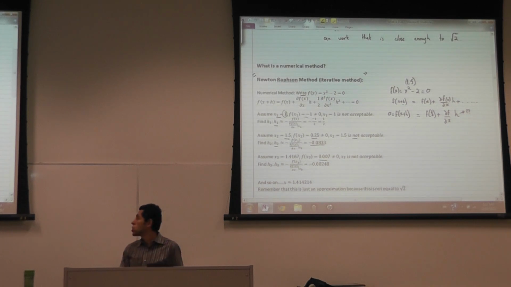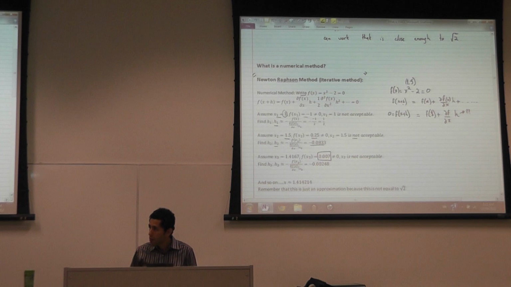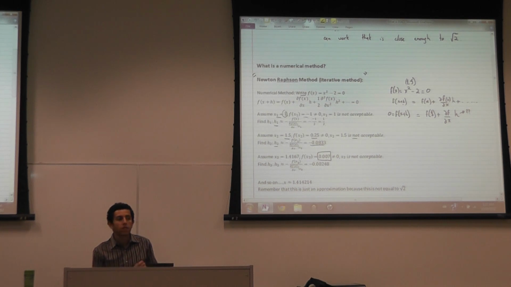And so on. You keep doing this until you reach an accuracy that's acceptable to you. Now this accuracy will depend on what residual you have. Because you might have 0.007, you'll never get 0. For this particular problem, you'll never get 0, because root 2 is not a rational number, and you're using rational numbers to approximate root 2.